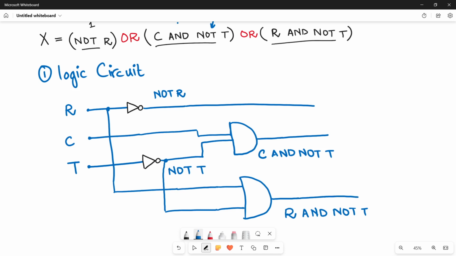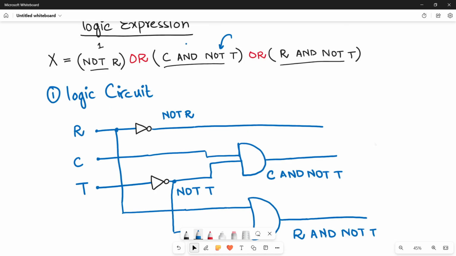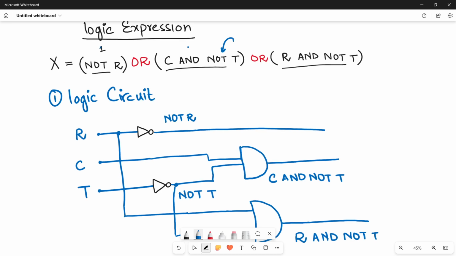Now, if I need to find out the result, look at this. All of these three brackets have OR gates between them. It means that this is a binary addition between them. So the simplest way of finding out the result is to pass all of these three input lines through an OR gate.